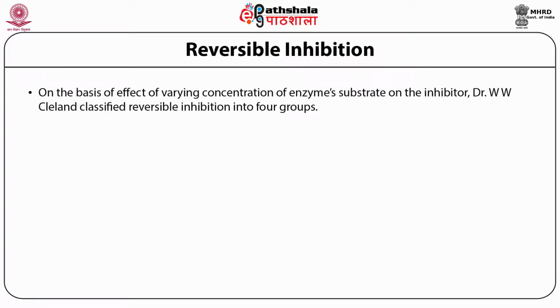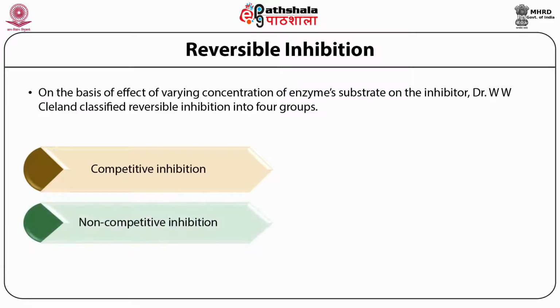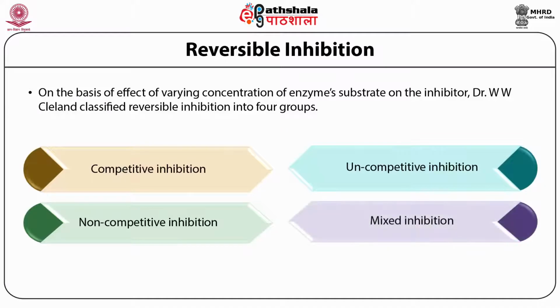On the basis of varying concentrations of enzyme substrate and the inhibitors, reversible inhibition can be grouped into four groups. The first one is competitive inhibition, where there is structural homology between substrate and inhibitor. The second is non-competitive inhibition, the third is uncompetitive inhibition, and the fourth one is mixed inhibition. So we will discuss all these four types of inhibition one by one.